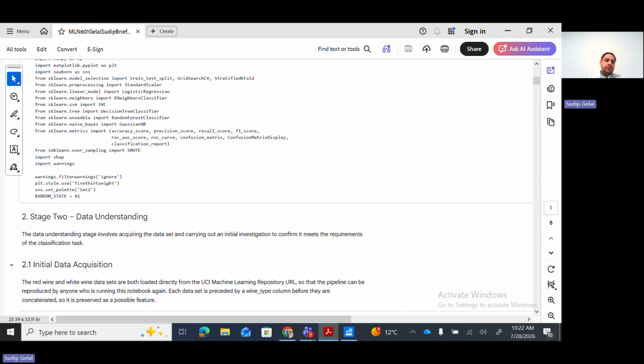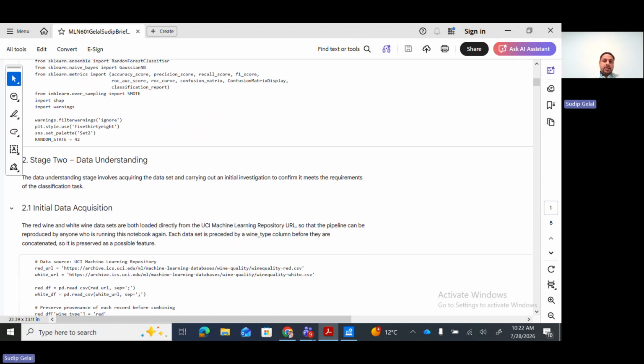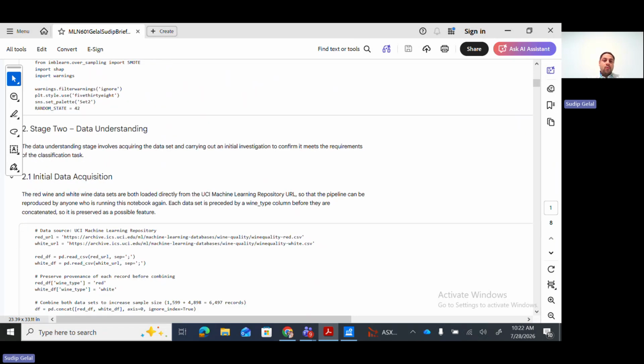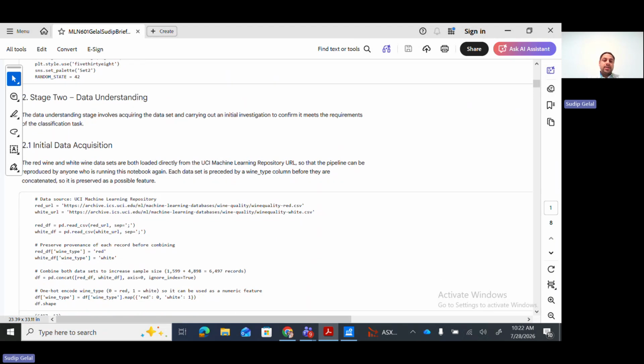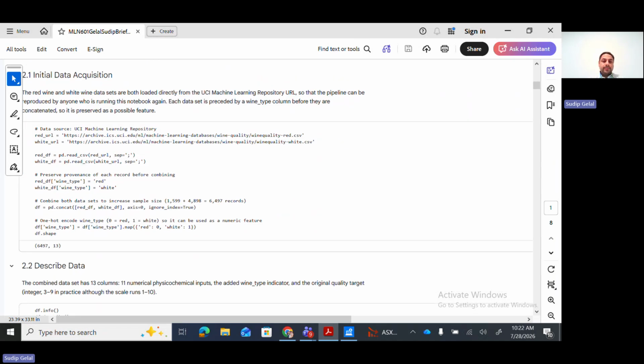And in stage two, data understanding. In this stage, I used the wine quality data set from the UCI machine learning repository. I combined the red wine and white wine data sets, giving me 6,497 wine samples. I checked data quality and found no missing values, which means the data set was complete. However, I found duplicate records, so I removed them because duplicates can affect the model's learning.